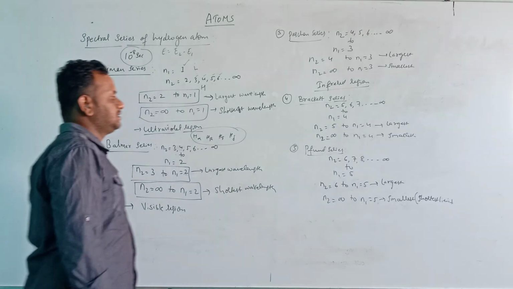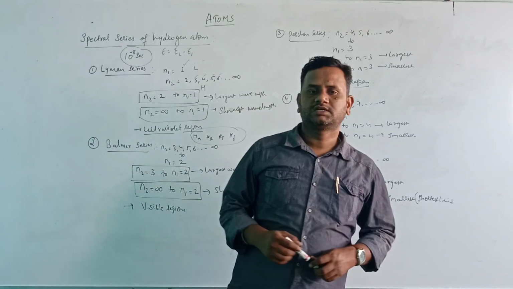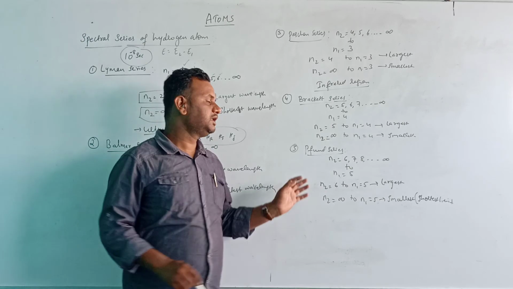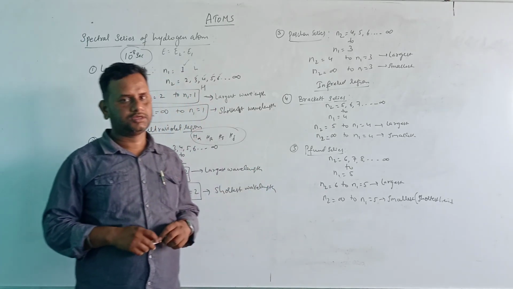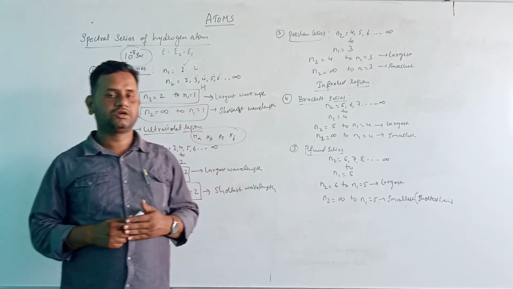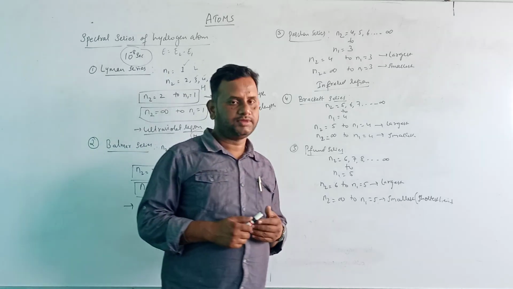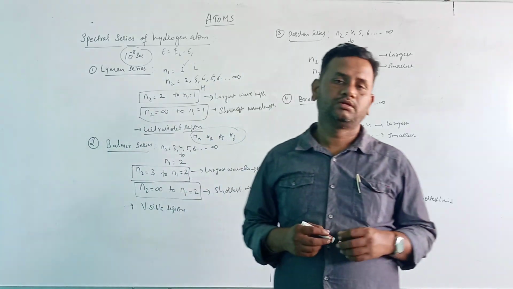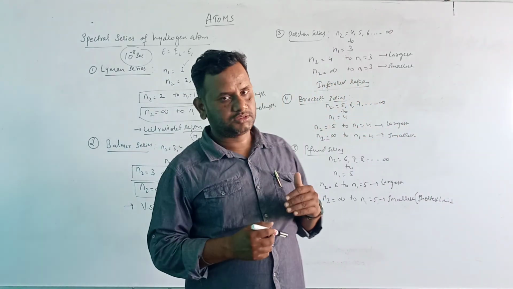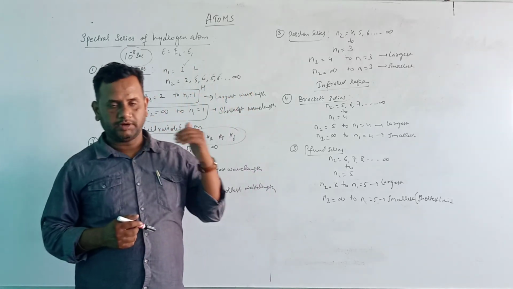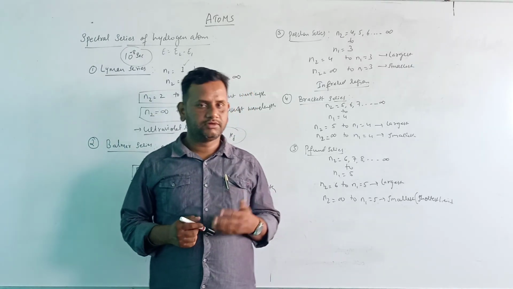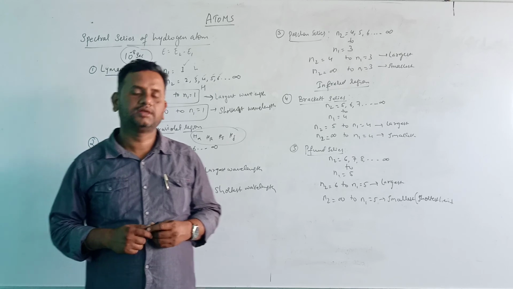So in the next class, dear students, we will discuss the energy level diagram, how the transition takes place, and how each orbit has its particular energy. That we will discuss in the next class. Okay, thank you, dear students.